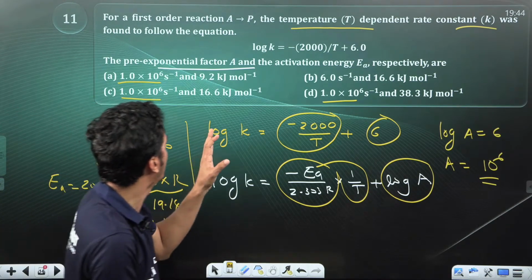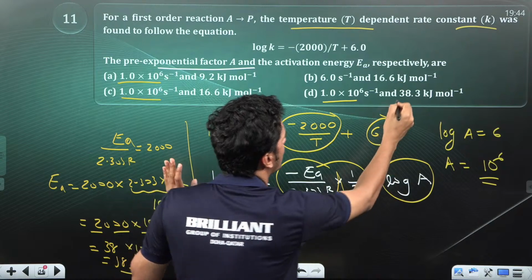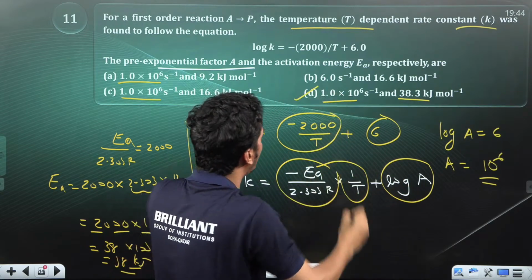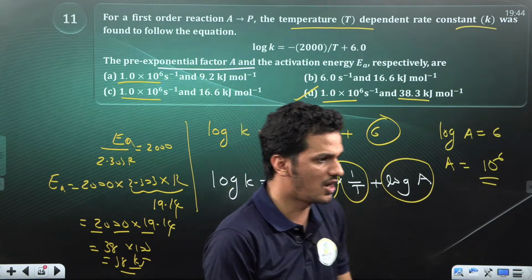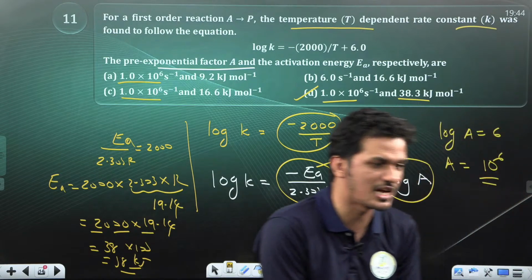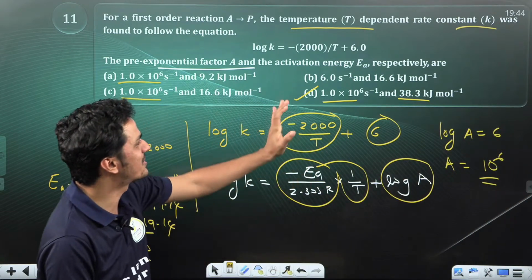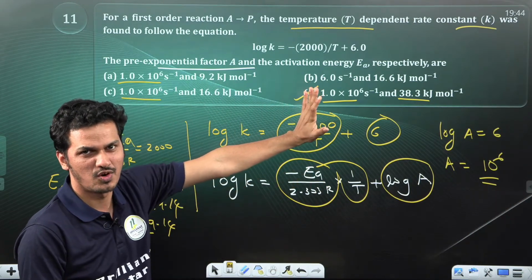Is there any option like that? 38 kilojoule? Yes. Option D, 38.3. Option D is the correct one. I hope you got it. Yes, nice to see. So option D is the correct one. Is it okay? Hope you guys got it.